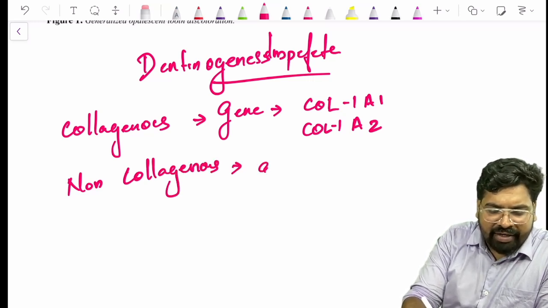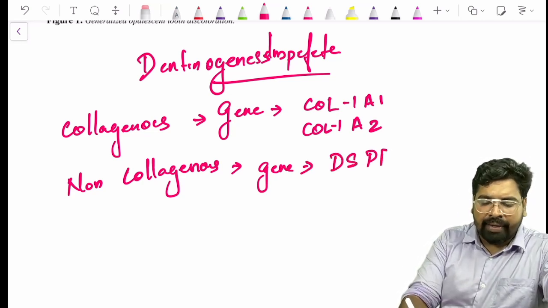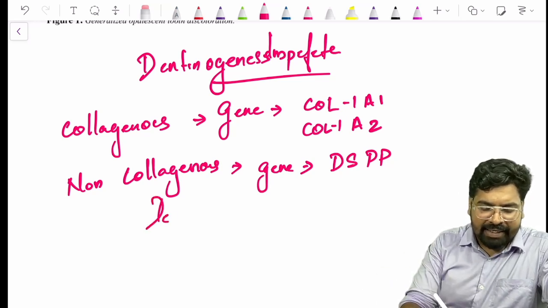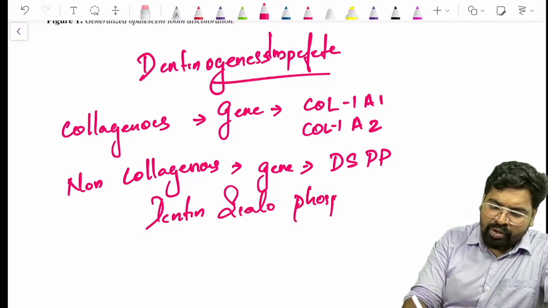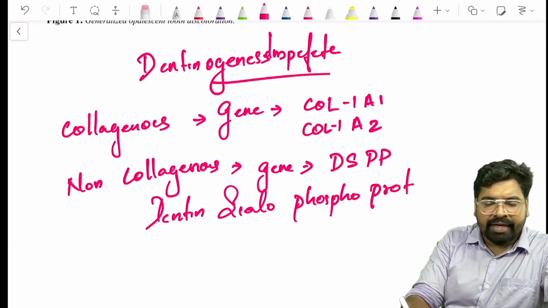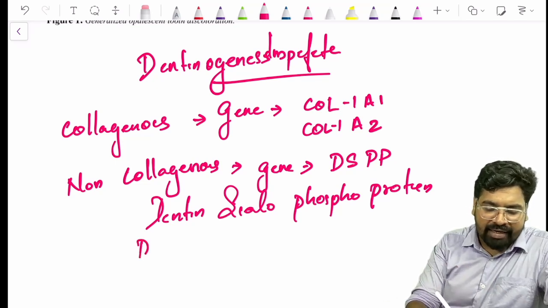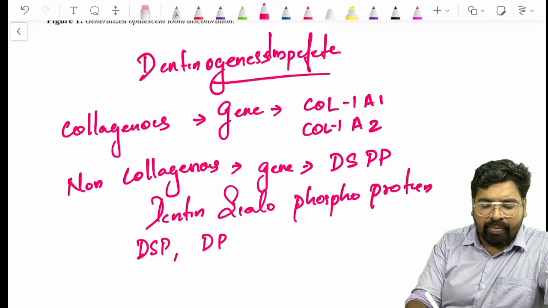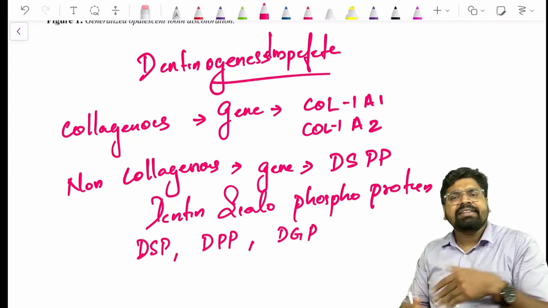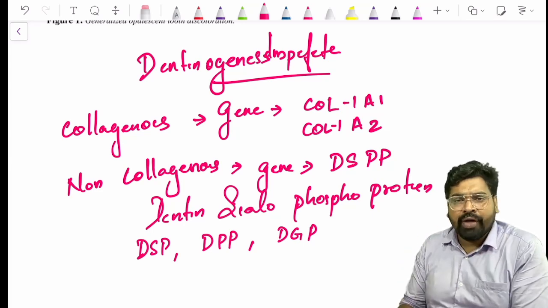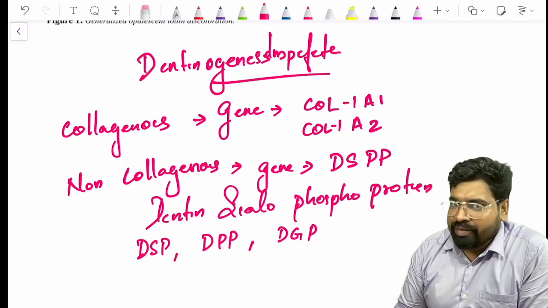Sometimes other non-collagenous proteins or genes will be affected. The main example is dentin sialophosphoprotein, DSPP. There are also dentin sialoprotein, dentin phosphoprotein, and dentin glycoprotein; collectively we say dentin sialophosphoprotein, DSPP. So these two genes are the major responsible factors for dentinogenesis imperfecta.